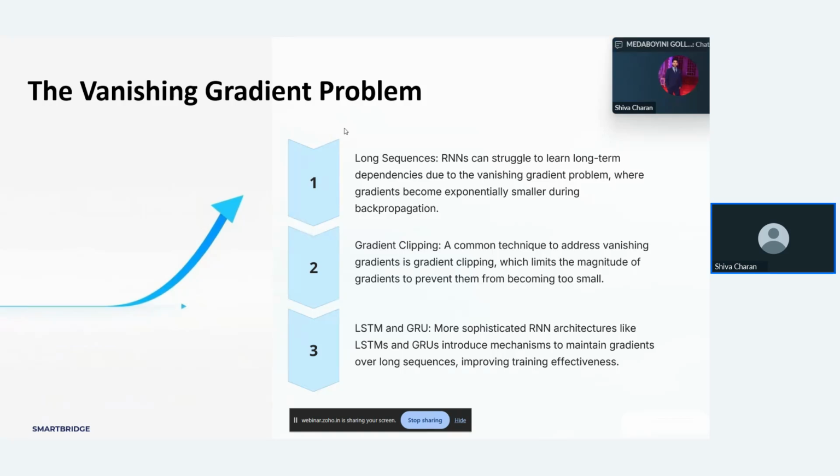Long sequences, gradient clipping, and what is the other one? LSTM and GRU, right? LSTM and GRU. So gradient descent you all know, right? It is an optimization algorithm which will help us to minimize the loss, right? So now vanishing gradient, did I discuss about gradient?